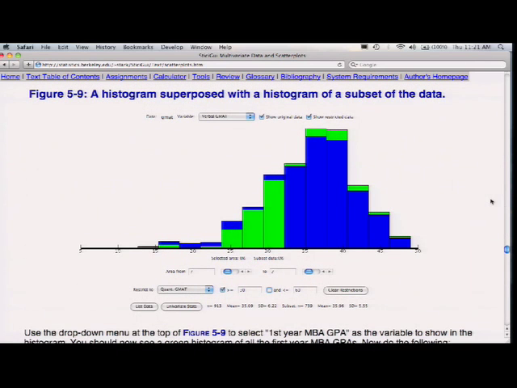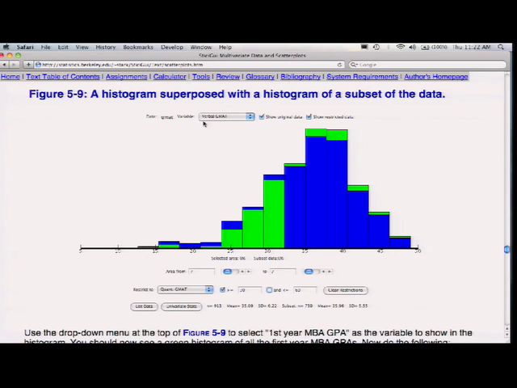Okay, this tool may well be confusing. If it helps, it helps. If it doesn't, don't worry about it. What this is doing is superposing two different histograms. The blue histogram is the histogram of verbal GMAT for all 913 students in this data set. This is the data set we've been looking at before. It's the verbal and quantitative GMAT scores, undergrad and first year MBA GPAs for these 913 students.